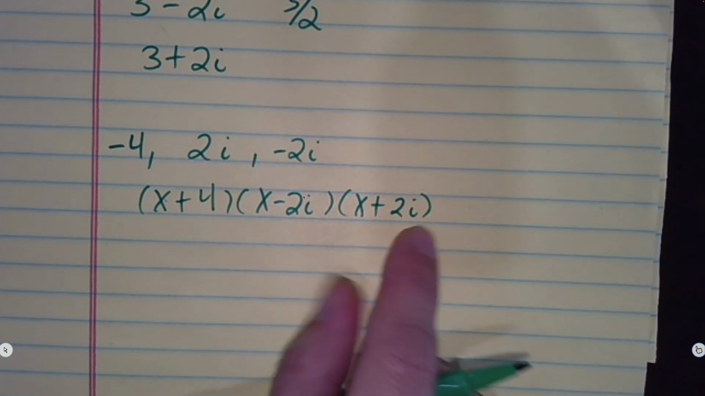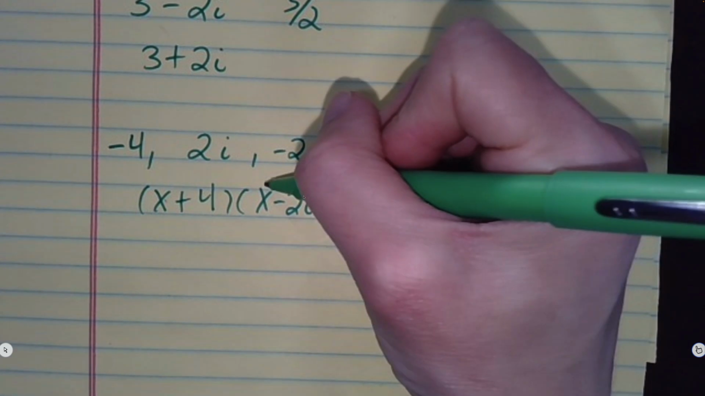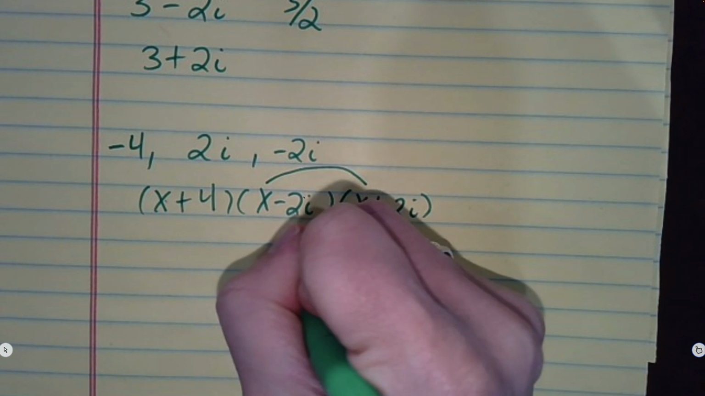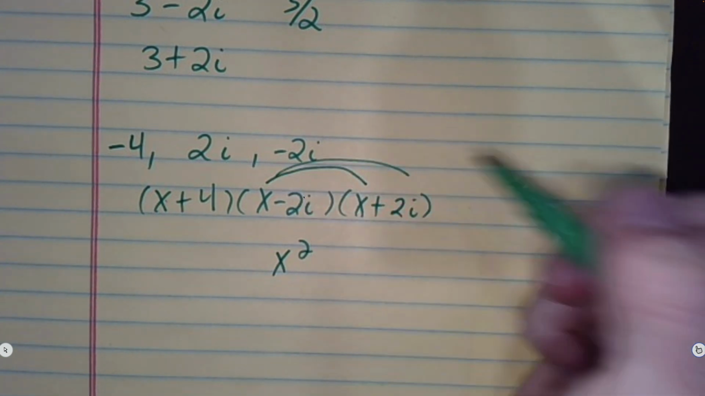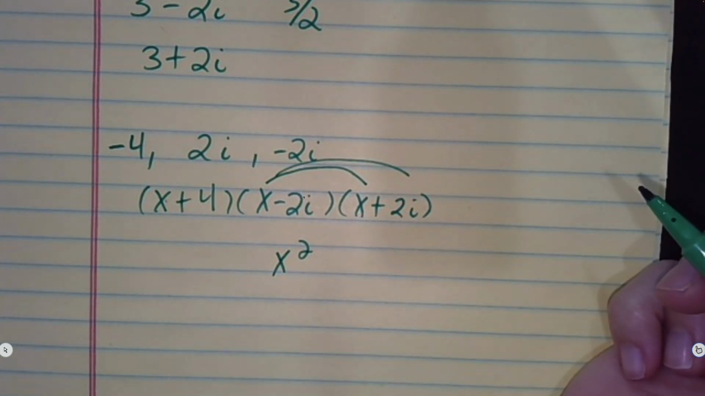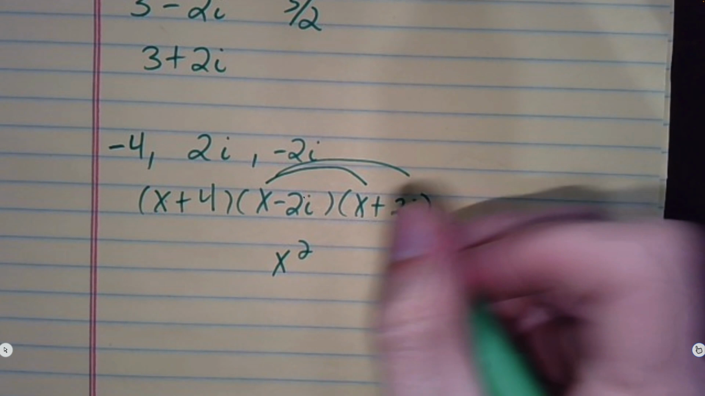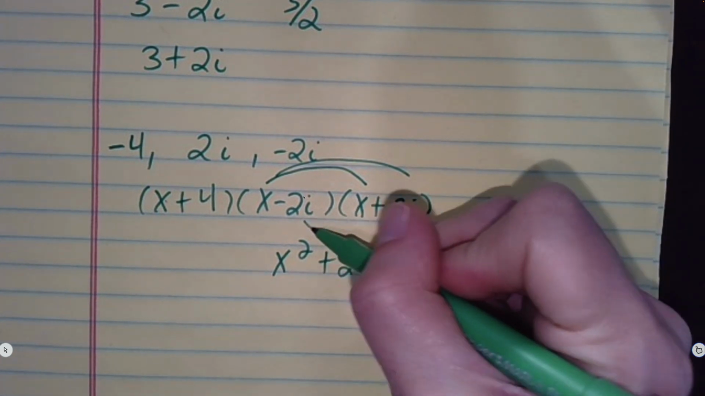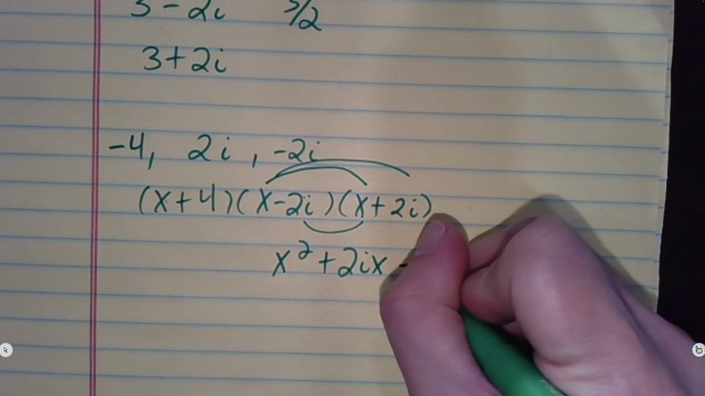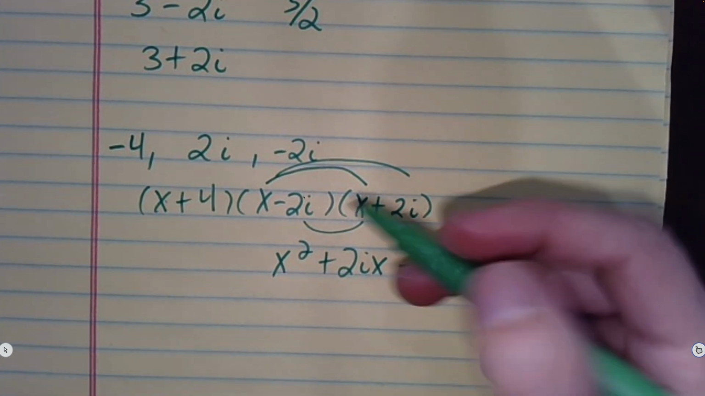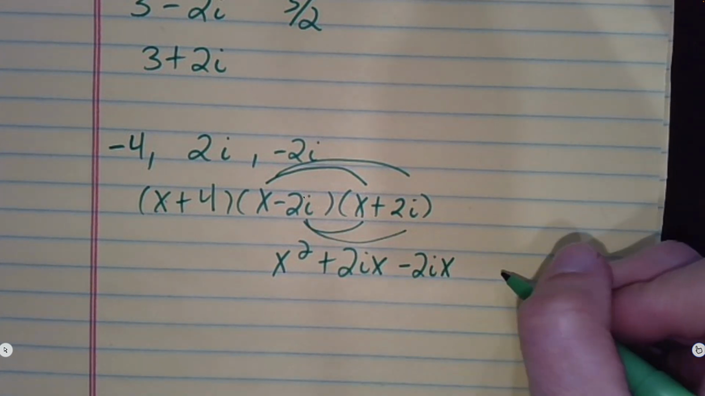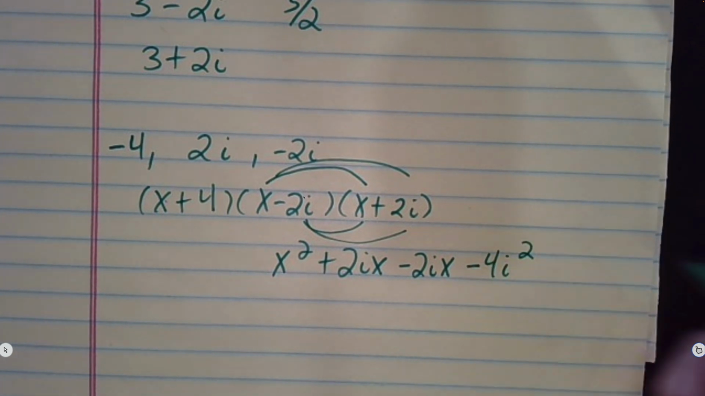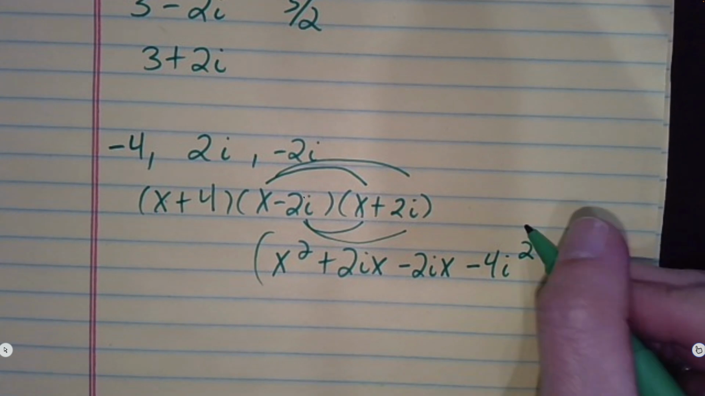This is the last thing we're learning for this whole semester. So what is x times x? X squared. What is x times 2i? 2ix. Yeah, we'll go with that. But you'll see what happens in a second. What's negative 2i times x? Okay, and then what's negative 2i times 2i? Negative 4i squared.